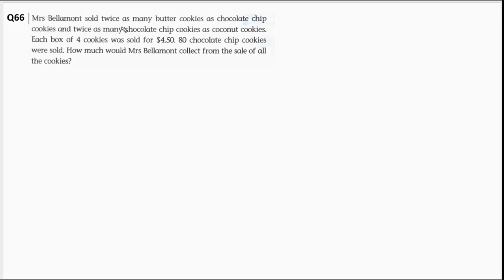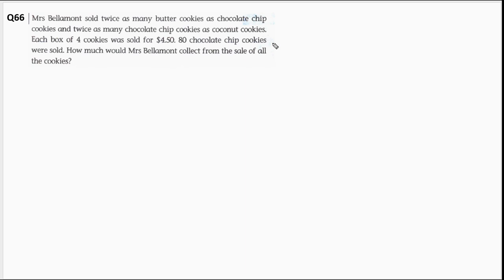Mrs. Bellamont sold twice as many butter cookies as chocolate chip cookies and twice as many chocolate chip cookies as coconut cookies. Each box of 4 cookies was sold for $4.50. 80 chocolate chip cookies were sold and we were asked how much Mrs. Bellamont would collect from the sale of all the cookies.